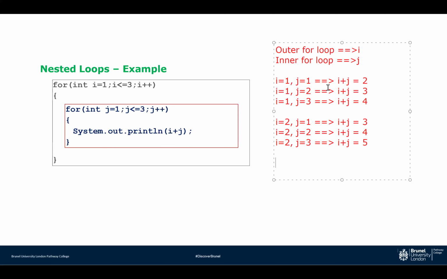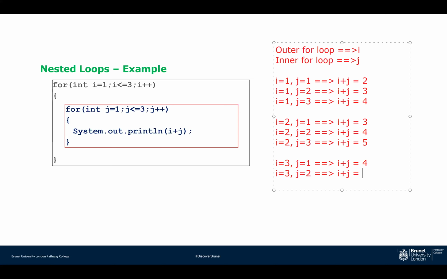We go back to the outer for loop. What do we do now in the outer for loop? We increase the value of i by what? 1. So i becomes 3. We go inside. We start fresh in the inner for loop. So j becomes 1 again. So i plus j equals what? 4. Now, what's the next value of i and j? 3 and 2. i equals 3 and j equals 2. i plus j equals 5.